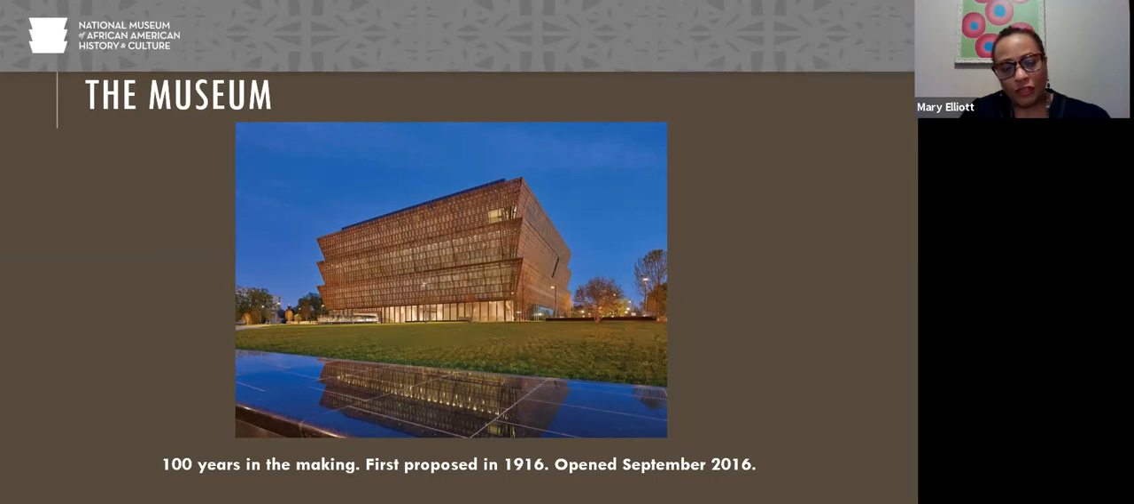So let me share with you that the museum itself, the idea of it, came into being in 1916, 100-plus years ago. There was a group of African American men who fought in the Civil War, who decided that it was time for the nation to look at the contributions of African Americans, particularly in the military, to help create this nation, bring it into being, fight for freedom and democracy, including as far back as the French and Indian War, as far back as the Revolutionary War.